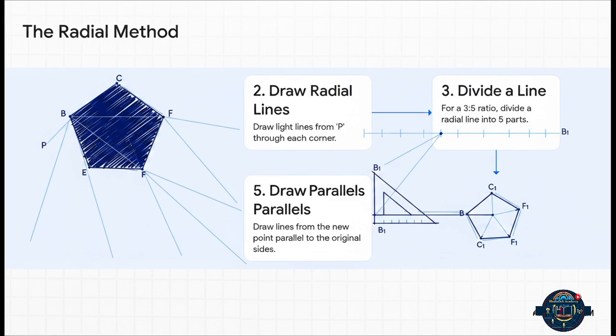And here's the most important part. You use your set squares to draw a line from that new point, B1, that is perfectly parallel to the original side. You do that for all the corners, join the dots, and you've got yourself a perfectly scaled figure.